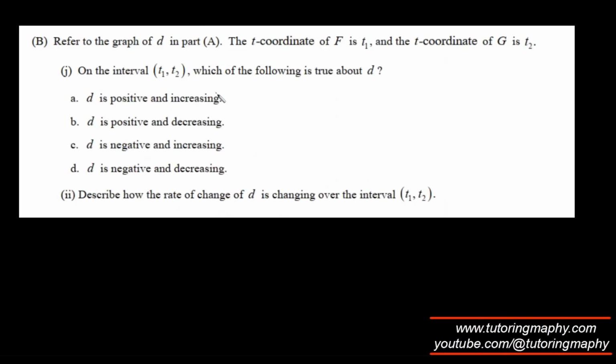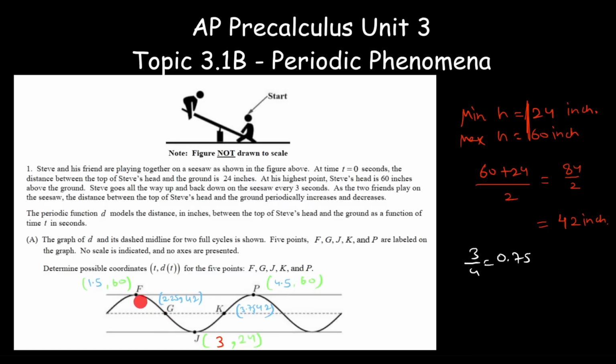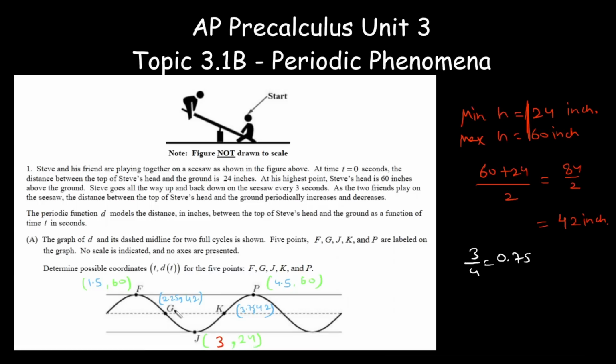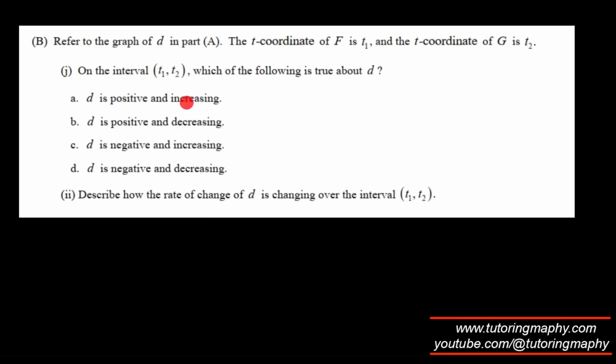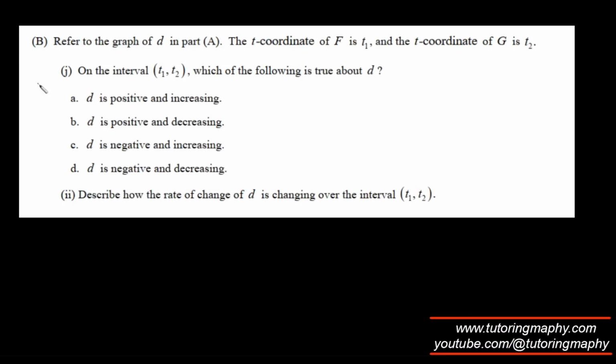Now they're asking that, referring to the graph of D, between F and G, that's what we have to look at. F and G is clearly over here. So between F and G, is the function positive or negative? That's their first question. Obviously that's positive, because all y values are positive. And whether it's increasing or decreasing, between F and G, the function is decreasing in nature. So it has to be positive and decreasing.